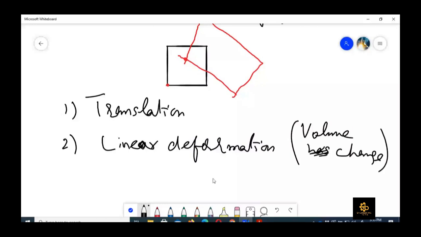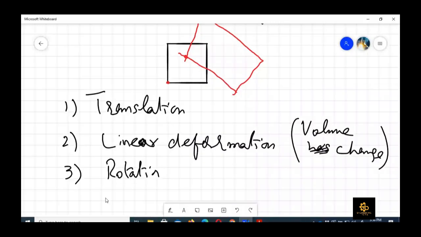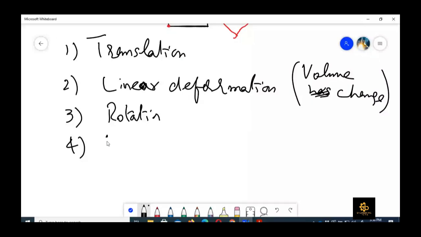Then the third thing is the rotation. If you see here, it was parallel to the x-axis, but here you can see that it has been rotated to some point. And then the fourth is angular deformation. Here volume change is there, but no shape change.